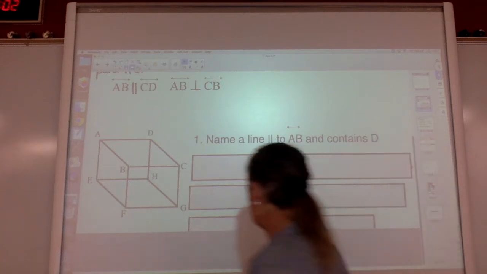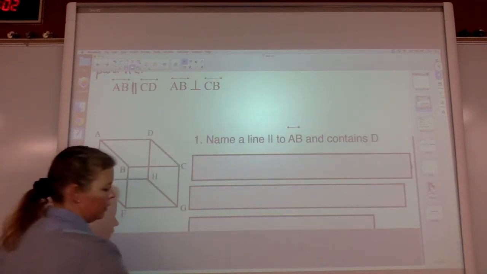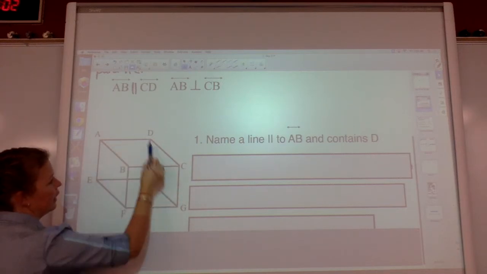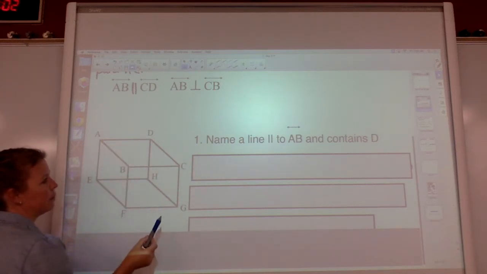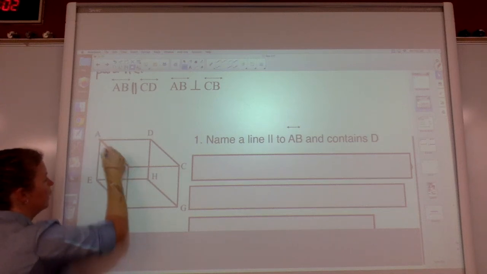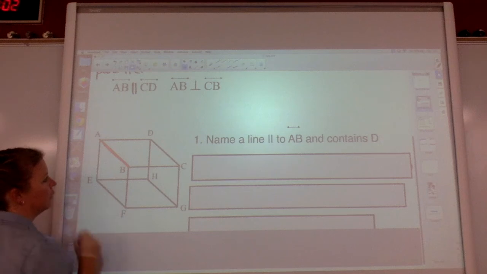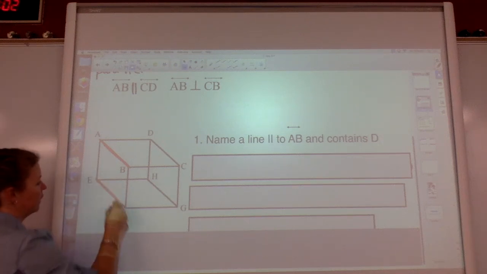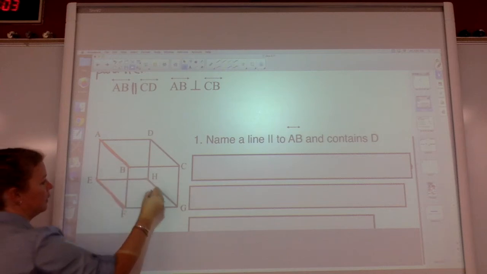So we're looking at this as a bunch of different segments. And yes, in the diagram they're all segments, but remember, segments are pieces of a line. So we have line AB or segment AB right here. It has to be parallel. Well, there are 4 lines that are parallel to that. 3, 4 altogether. EF is parallel.